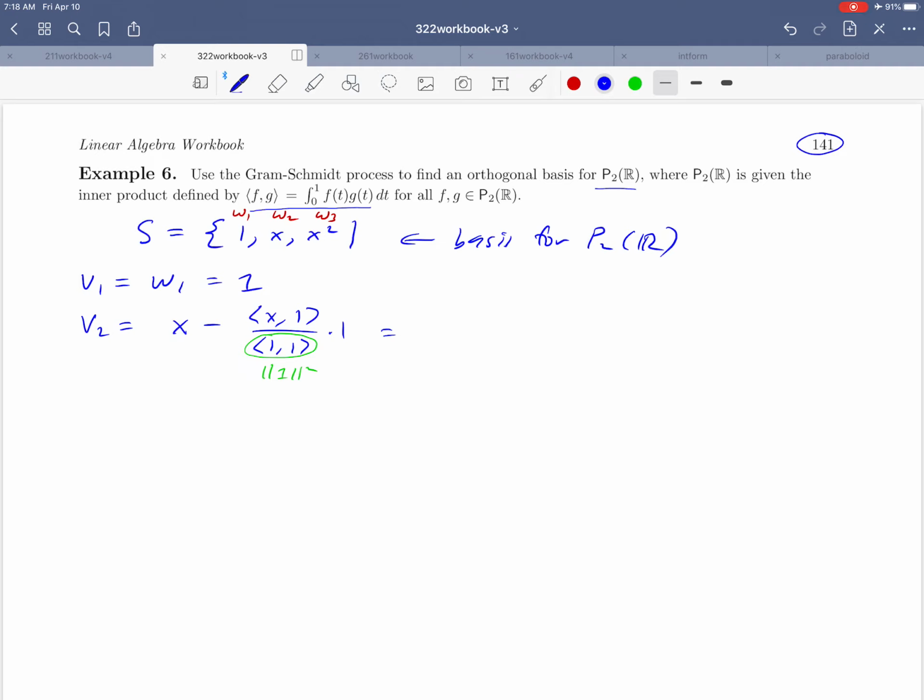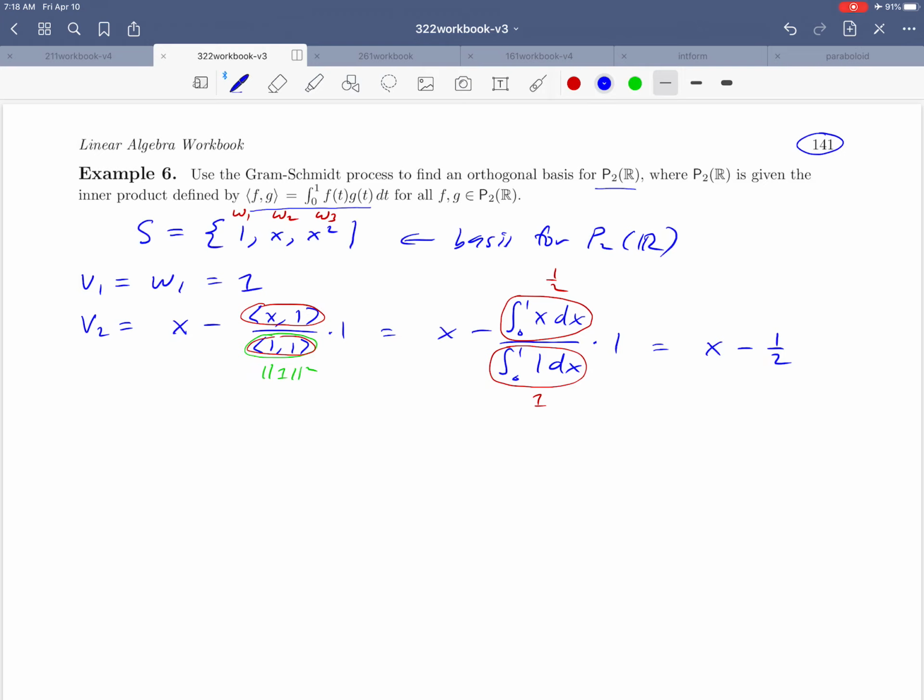We remember that the inner products that you see here are really integrals in this space. So the inner product of x with 1 is by definition the integral from 0 to 1 of x times 1 dx. And on the bottom, we've got the integral from 0 to 1 of 1 times 1 dx. We multiply that by 1. I'm trusting that you can do those integrals. If you integrate x from 0 to 1, you get a half. If you integrate 1 from 0 to 1, you just get 1. So if we fill that in, this all collapses down to x minus a half, which should be our V2.